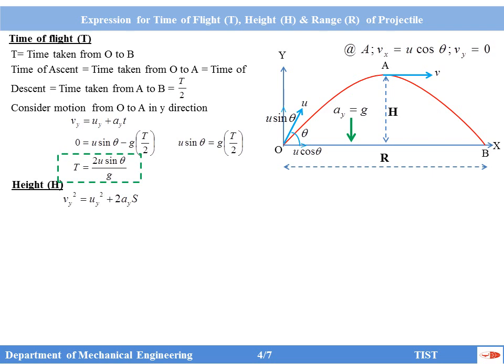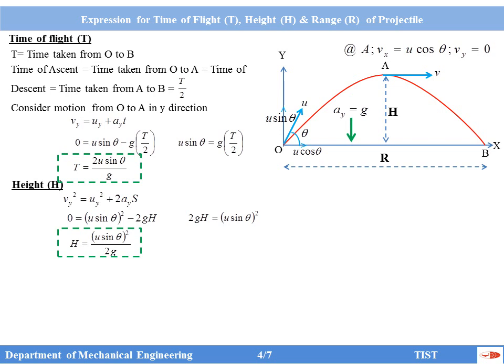Clear? Okay, so if you put the values here, you will get 0 equal to (u sin theta) all square minus 2gH. Now if you rearrange, 2gH equal to (u sin theta) all square, or H is equal to (u sin theta) all square divided by 2g. This is the equation for height.